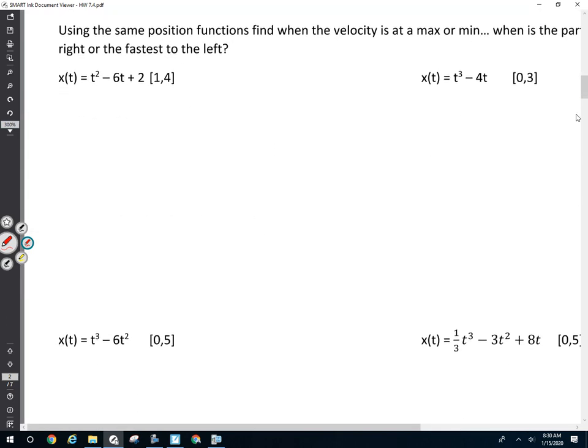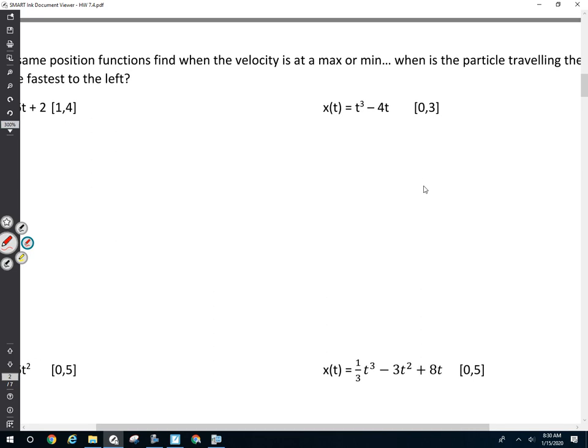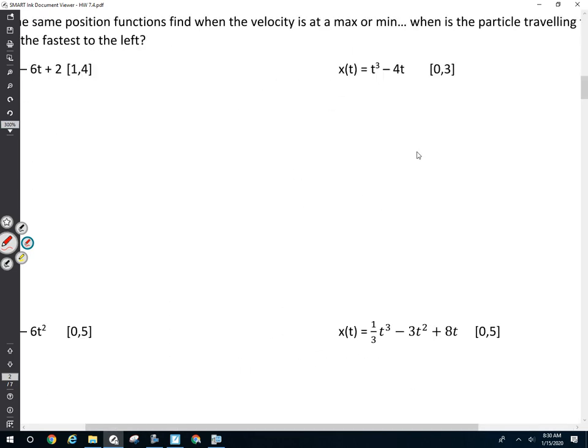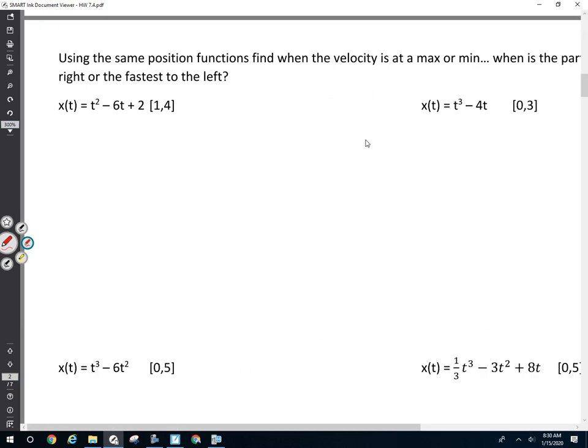Okay, using the same position functions from above, find when the velocity is at a max or min. When is the particle traveling fastest to the right or fastest to the left? Okay, so now let's think about finding max or min velocities. How do you find a max or a min? You take the derivative, set it equal to 0, and you check your endpoints.